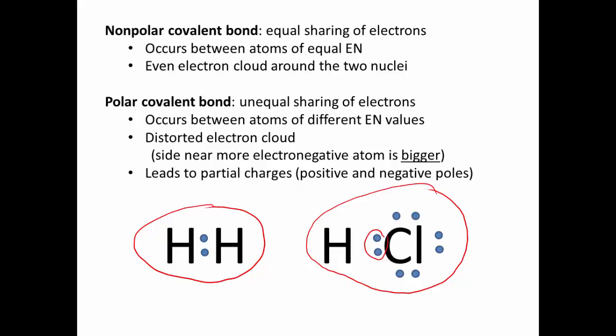This leads to partial charges, not full charges like we see in ions, but partial charges, where there's a partial negative charge by the more electronegative atom. We call this the negative pole of the bond. And there's a partial positive charge by the less electronegative atom. We call this the positive pole.